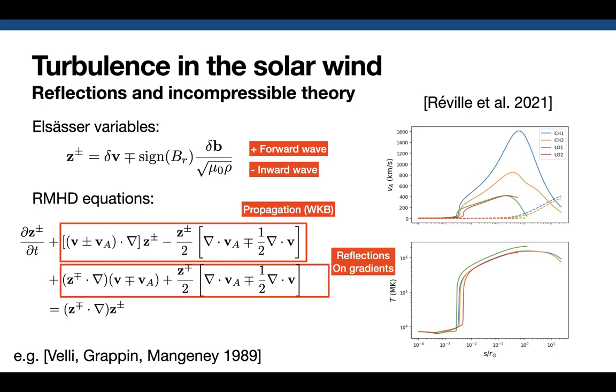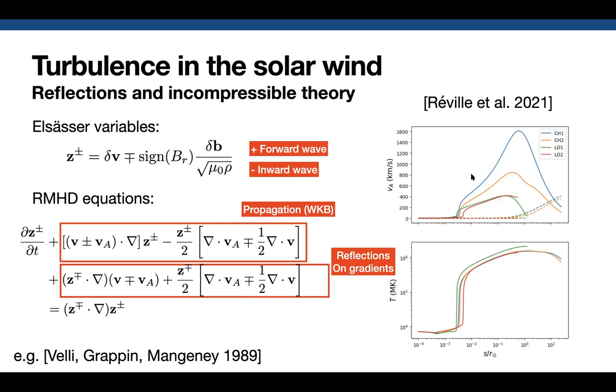The second part is a reflection on gradients. And you see here that you change sign in the Z plus term. You have a Z minus plus here and Z minus plus here. And what is creating these reflections is the gradients of the Alfvén speed and the fluid velocities.